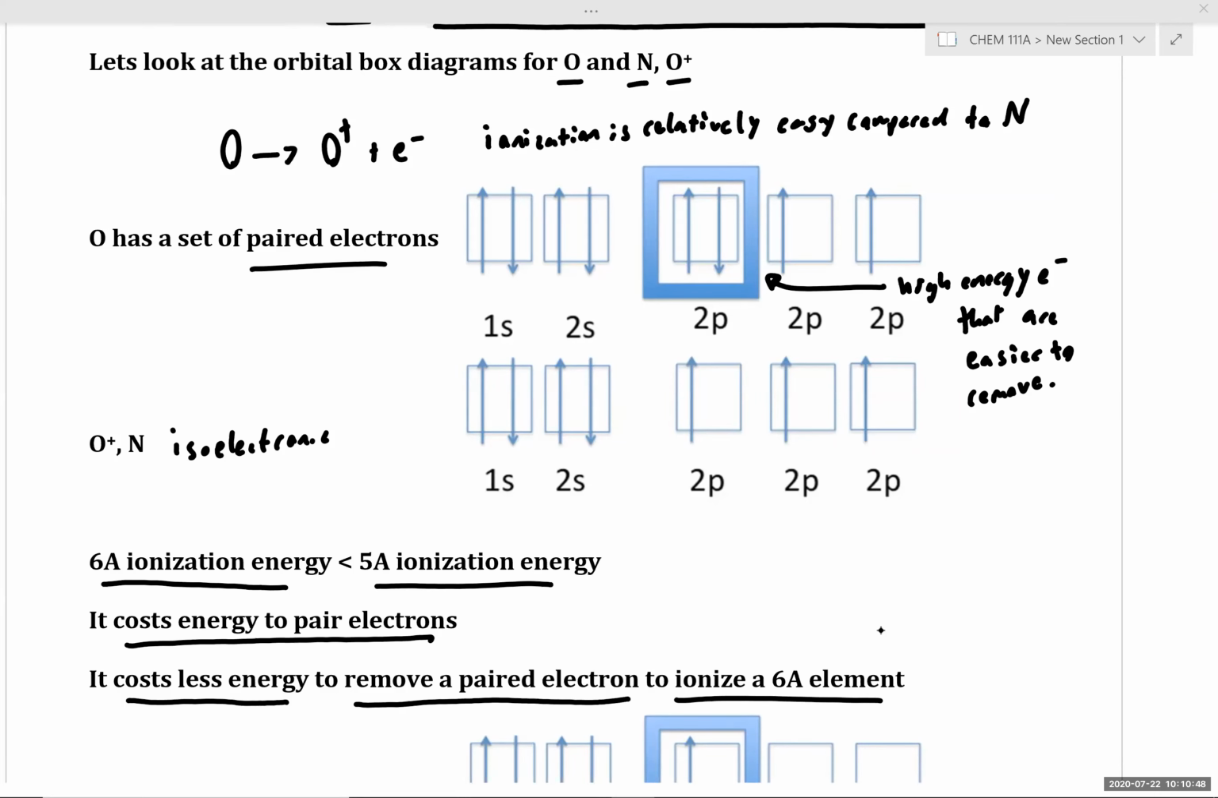In general, it's easier to remove. We have lower ionization energies when we're removing high energy electrons, such as electrons that are paired, or, as we'll see in a moment, electrons that are in high energy orbitals. Can I get some responses in the chat that everyone's comfortable about this idea? Perfect.